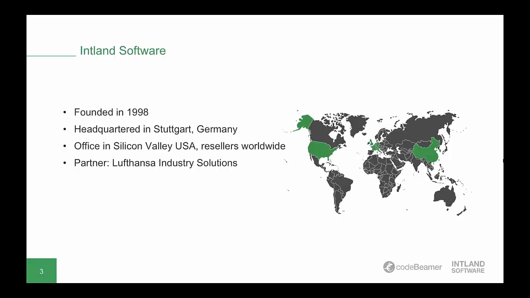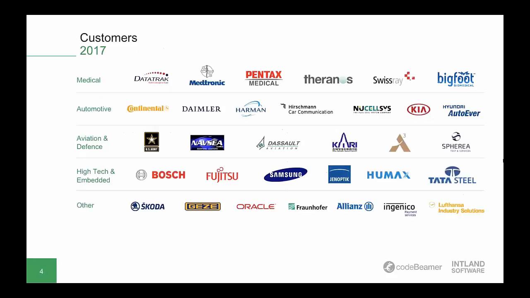Right, so before we start, let me give you a super quick introduction to Intland Software. The company was founded in 1998, and like QA Systems, we are based in Stuttgart. We also have an office in the US and are represented by partners and resellers worldwide.